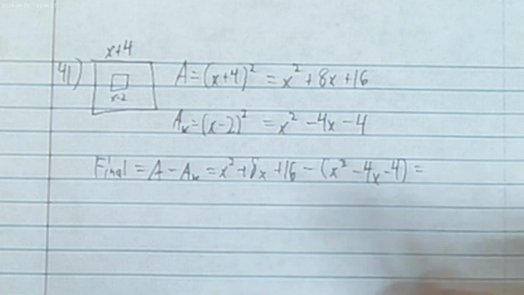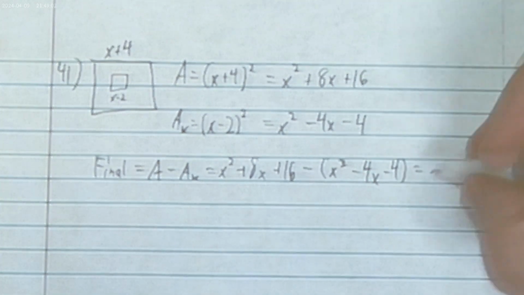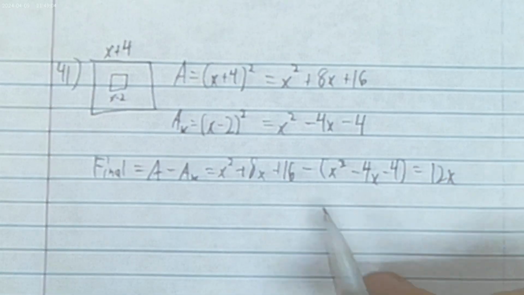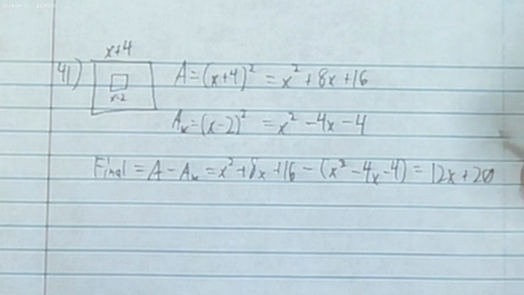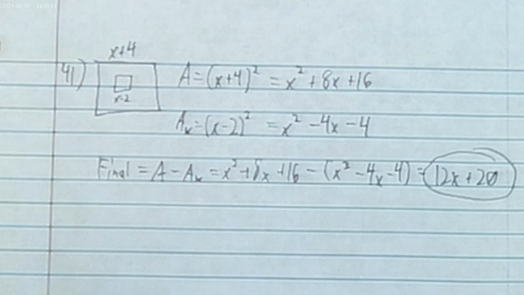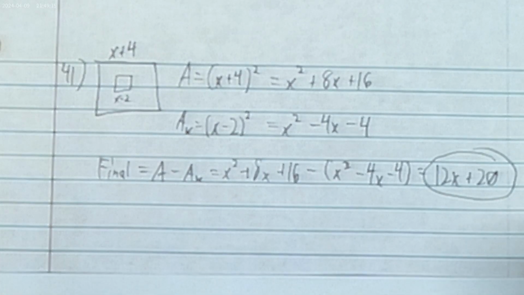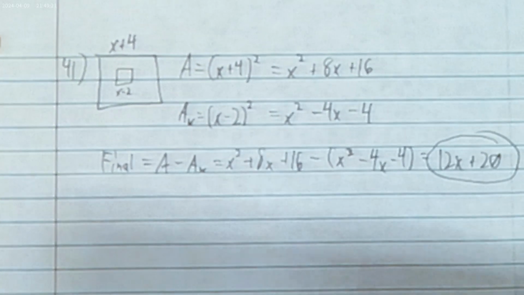So I've got x squared minus x squared, those cancel out. 8x minus negative 4x gives me 12x. And then 16 minus negative 4 gives me 20. So that is the area of the shaded region. And there we go. So that's if we're working with two squares.